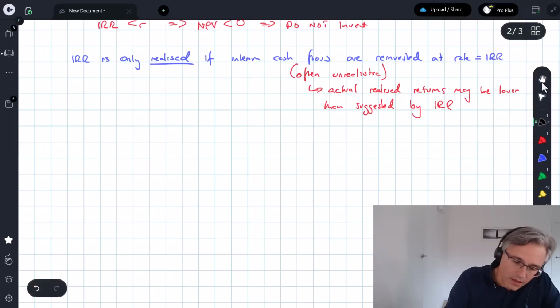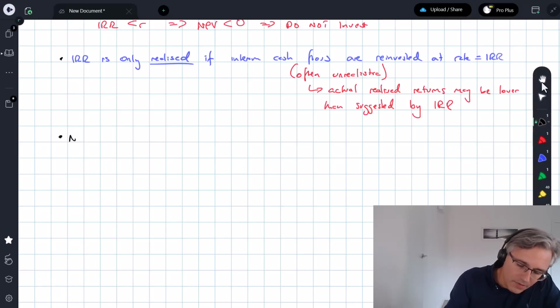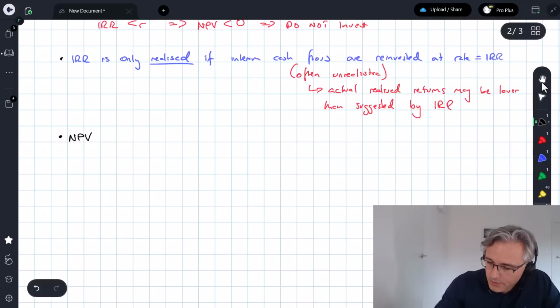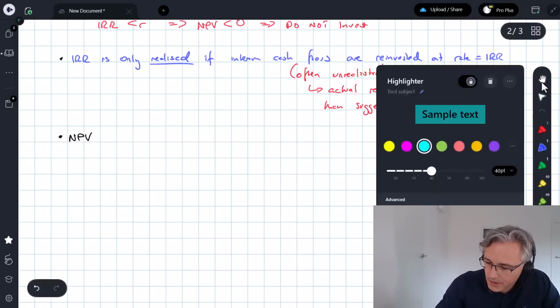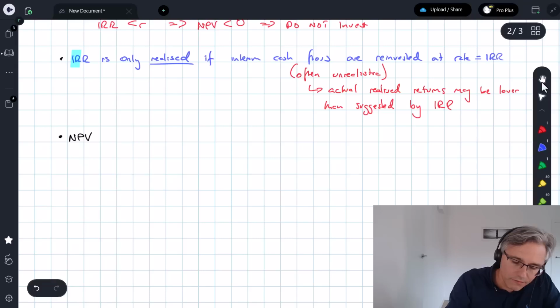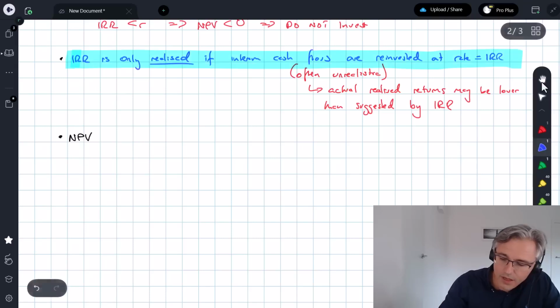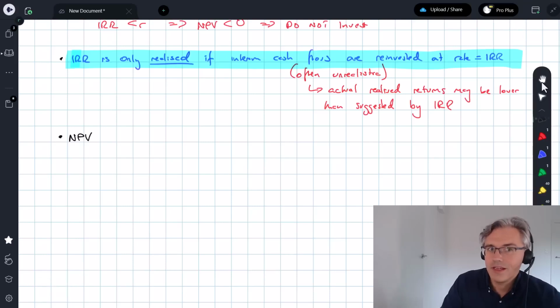Now, NPV, so this is important, right? Because it can be easily turned into a nice sort of theoretical question, and you should know that the NPV doesn't suffer from the same sort of unrealistic assumption. There is an assumption built in, but it's not as problematic.